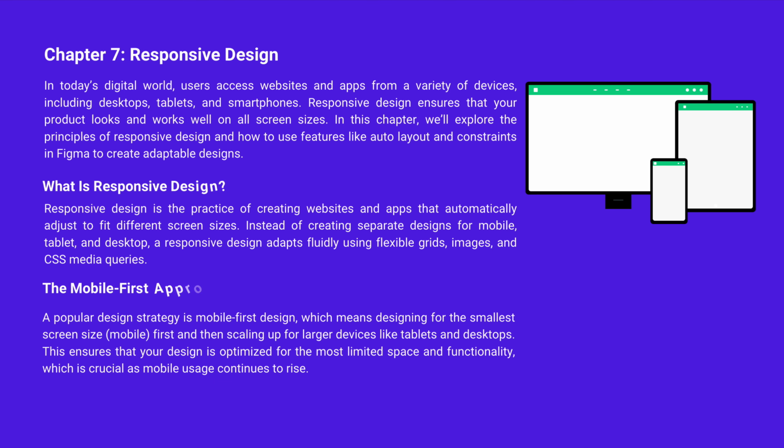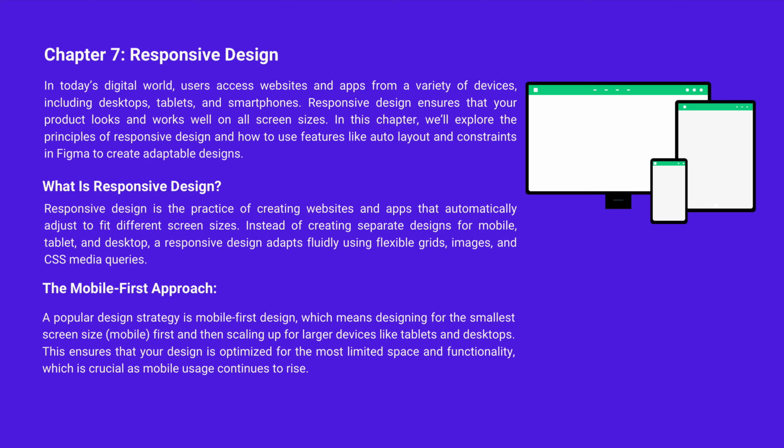The next chapter here is responsive designs. In today's digital world, users access websites and apps from a variety of devices, including desktop, tablet, and smartphones. With the help of responsive design, it ensures that your product looks good and works well on all screen sizes. For this chapter, we're going to explore the principles of responsive designs and how to use features like auto layout and constraints in Figma to create adaptable designs.